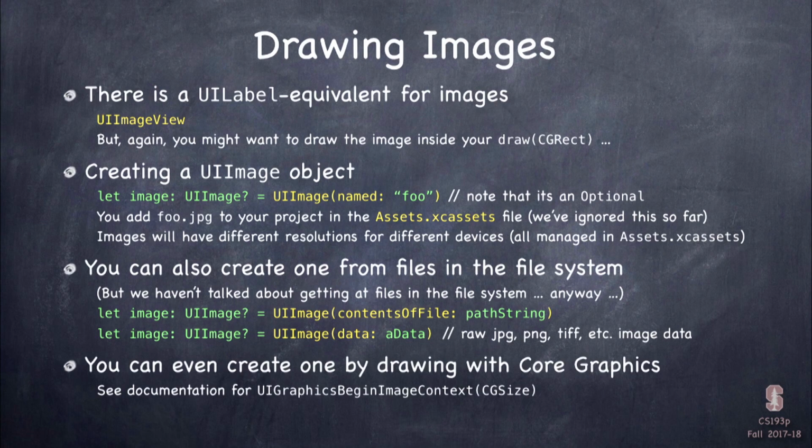You can even use this global function UIGraphicsBeginImageContext and then draw arcs and lines, and it'll capture it as an image. Okay, so you can even draw a custom image if you want. So anyway, you do one of these things, and now you have a UIImage in your hand that represents the image you want to draw.